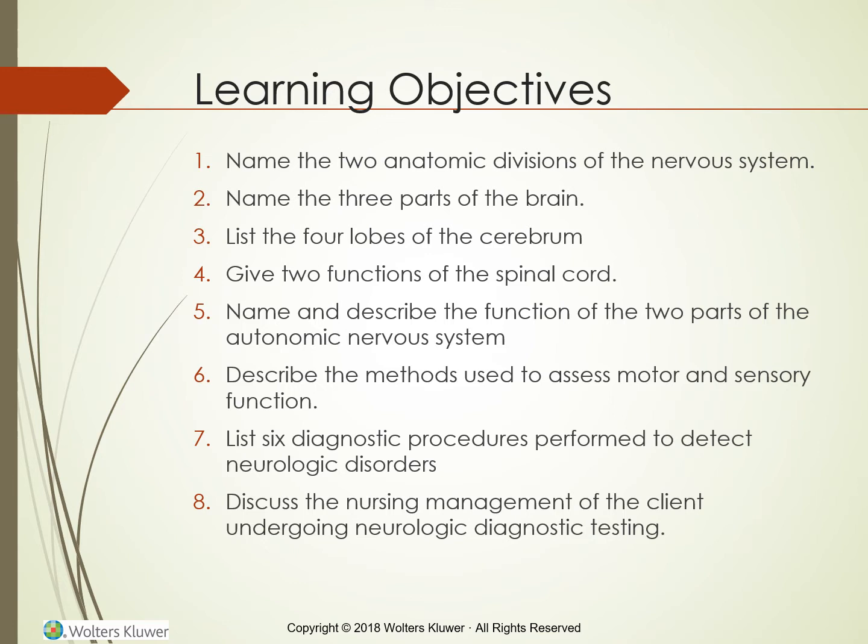Name the 3 parts of the brain. List the 4 lobes of the cerebrum. Give 2 functions of the spinal cord. Name and describe the function of the 2 parts of the autonomic nervous system.